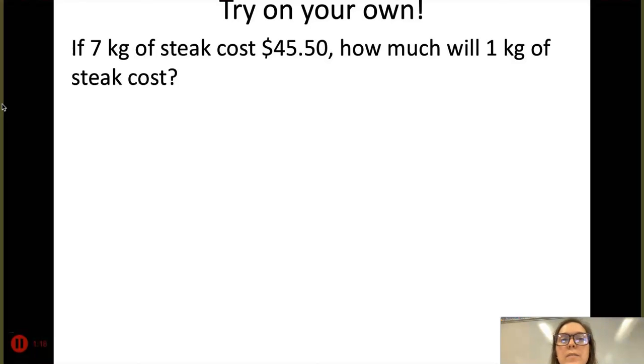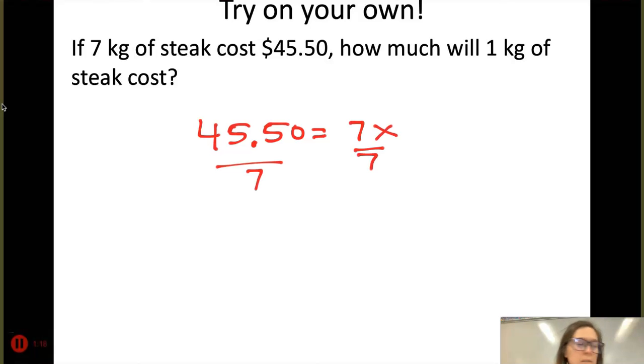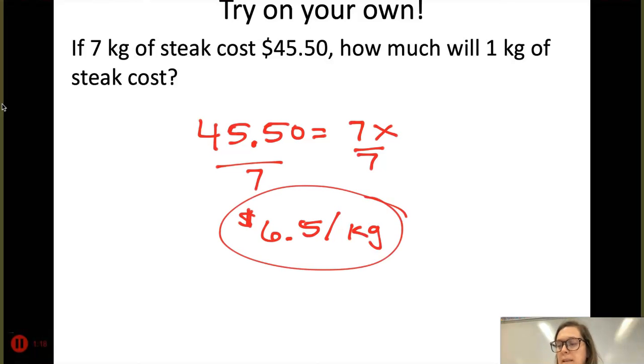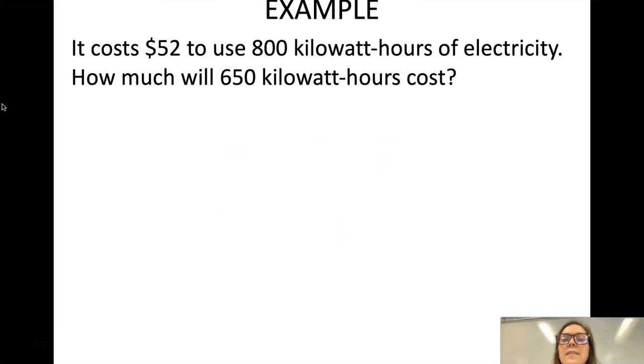If 7 kilograms of steak costs $45.50, how much will 1 kilogram cost? So 45.50 is equal to 7 times x, I don't know what you used. When you divided that out, did you get 6.50? So it's $6.50 per 1 kilogram. All right, so it's just the easy dividing.